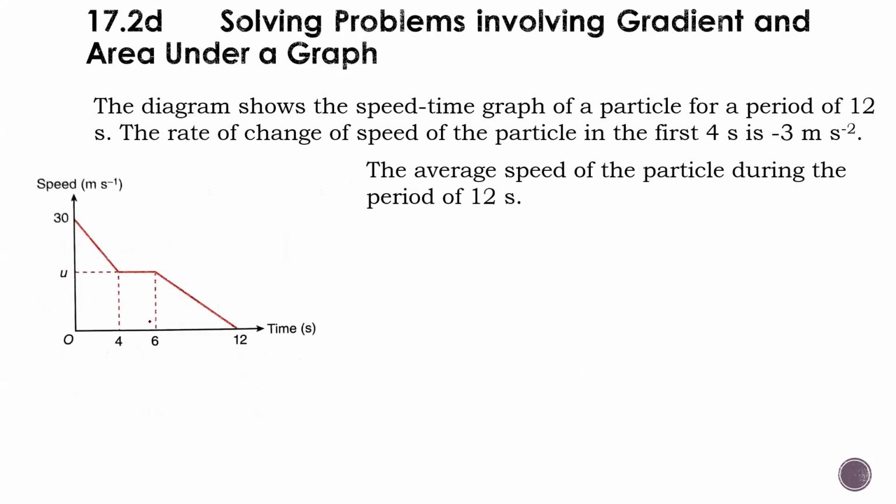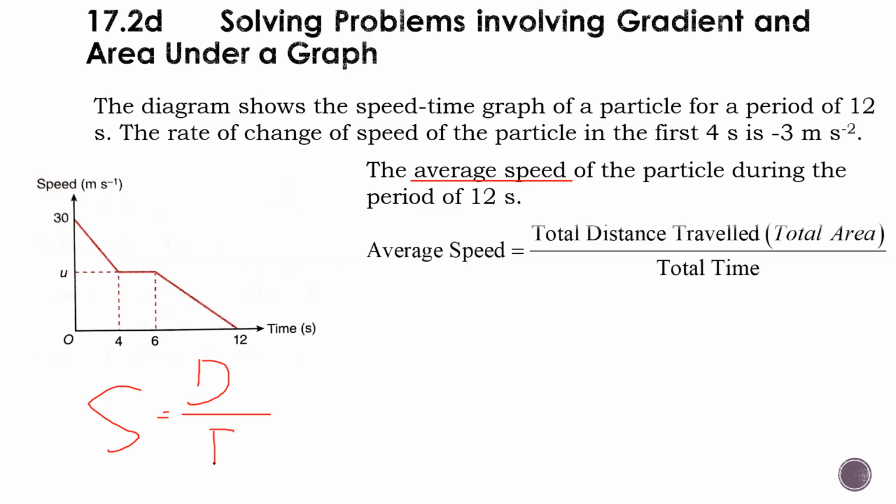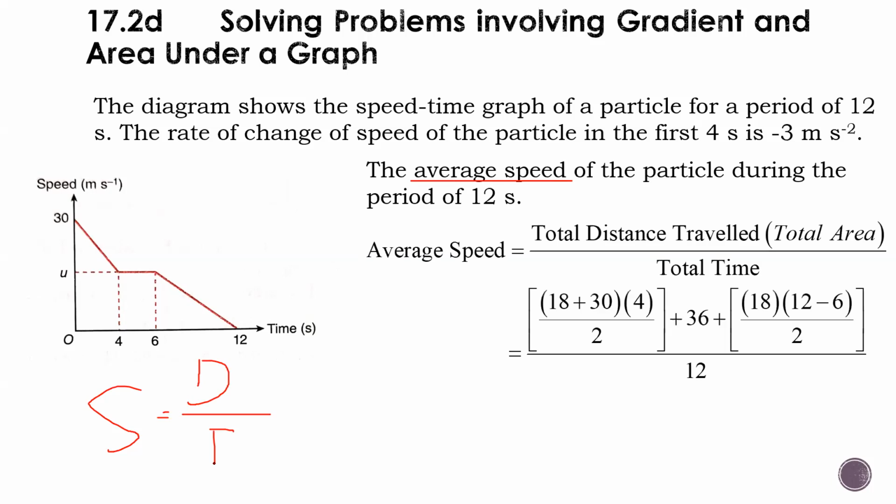Average speed of the particle during the period of 12 seconds. So average speed, remember, speed is equal to distance over time. So my average speed, distance is all the area, time is 12 seconds. All the area from A, B, and C. Then I have 96 plus 36 plus 54 over 12. I have 15.5 meter per second.